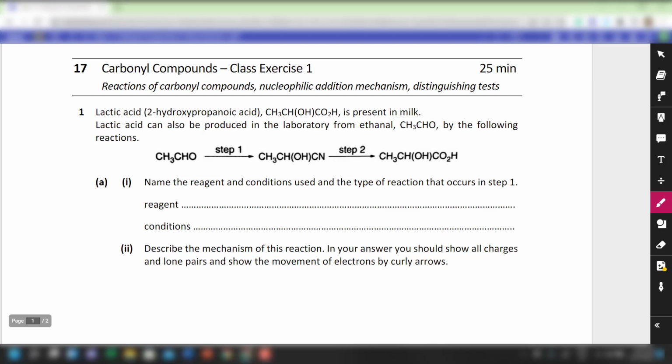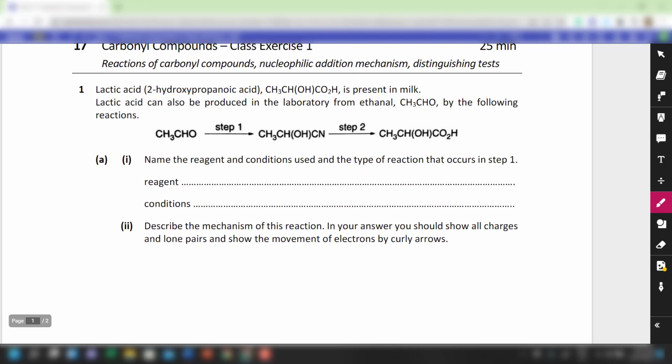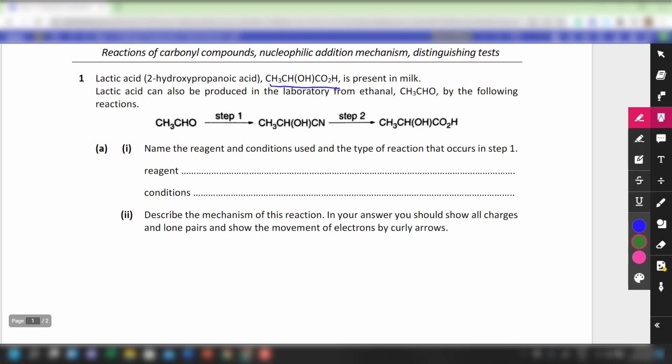Hello students, let us do a quick review of in-class exercise 1 for topic 17, carbonyl compounds. For the first question, we have lactic acid, otherwise known as 2-hydroxypropanoic acid. You are given the formula. Based on the formula, you know that there is a chiral carbon right in the middle over here. Then it's present in milk.